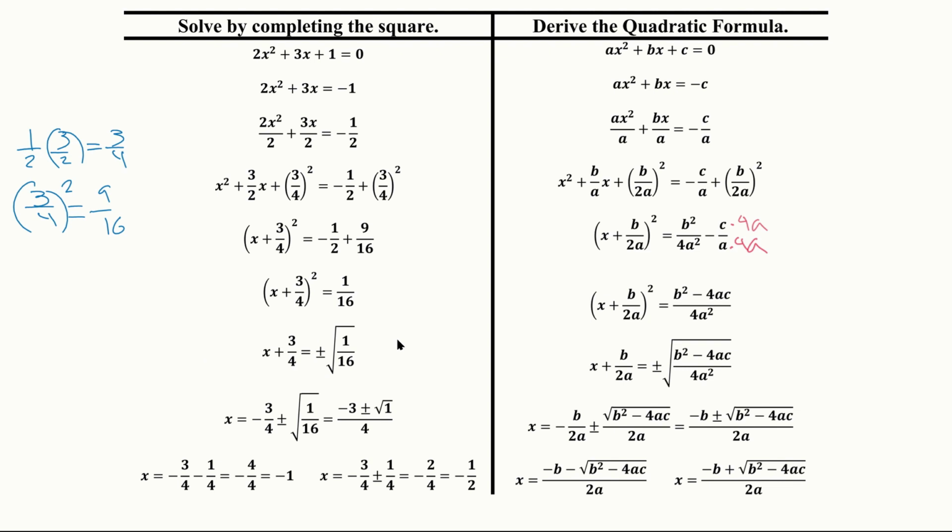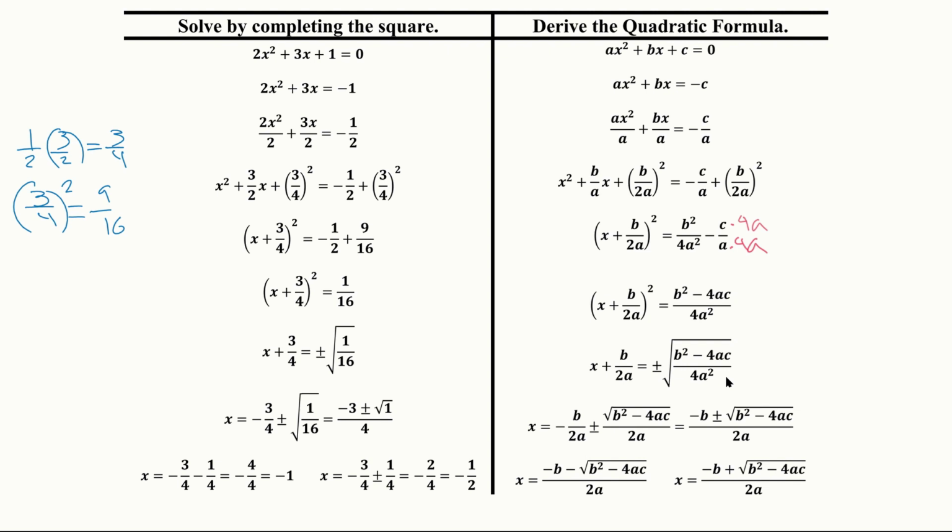So then we do what? Then we apply the square root property. So we get x plus 3/4 equals plus or minus square root of 1/16 over here. And over here, same way, we get x plus b over 2a equals plus or minus square root of this expression, like that. So here we notice that we can simplify further. We can write this as plus or minus square root of 1 over 4, right? Same here. We can split this up, square root of b squared minus 4ac over the square root of 4a squared.